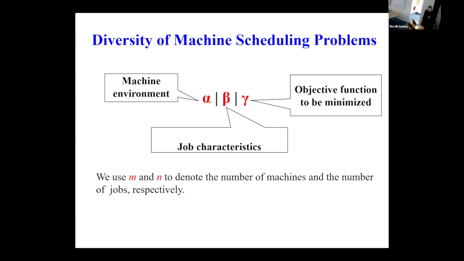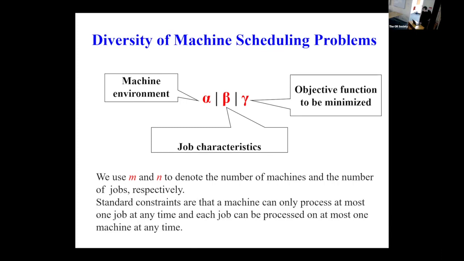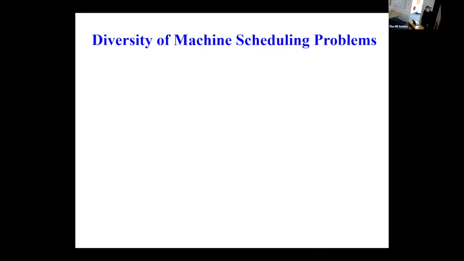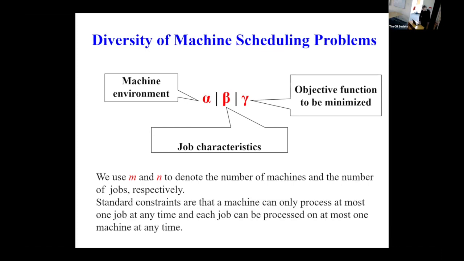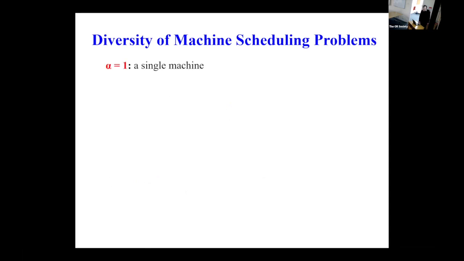So I'll describe alpha, beta, and gamma in more detail now. It's traditional that for any scheduling problem, m is the number of machines and n is the number of jobs. Of course, n may be as small as one, but you normally have a good collection of jobs. And there are standard constraints on the problems that you have. The main thing is that the machine can only do one job at a time. There are exceptions to that in industry, but for most problems that is the case. And the job can only be in one place at a time. So you can't simultaneously process it on more than one machine at the same time instance.